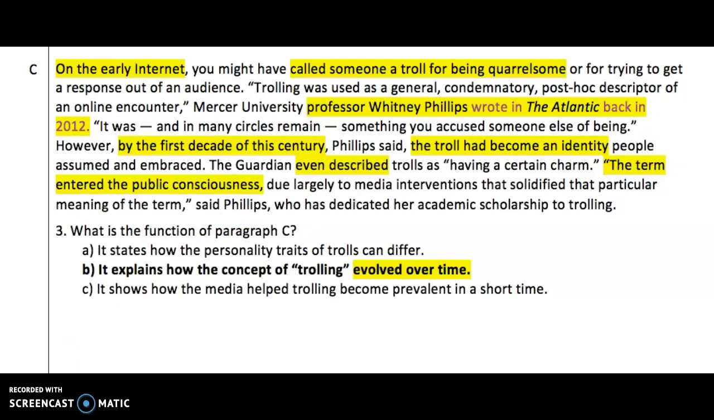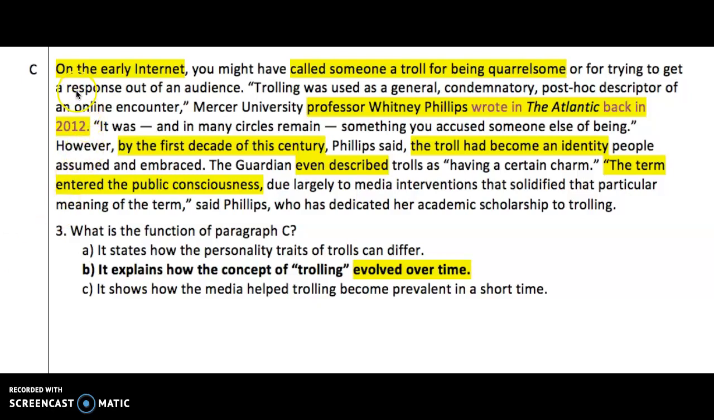Question number 3 is a function question. So when you read such questions, you should think this: why is this paragraph written? What is the reason that I am reading this paragraph? In order to find the answers to such questions, you need to focus your attention on the recurring words or phrases. I mean, words and phrases that appear frequently throughout the paragraph.